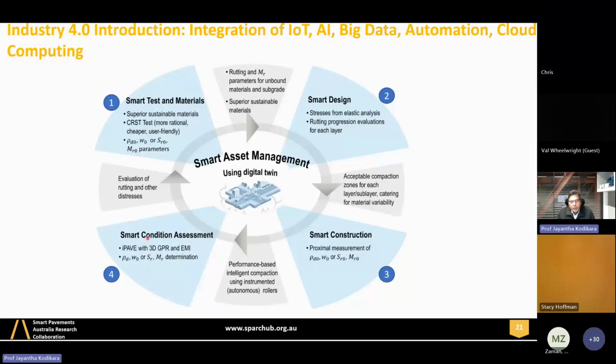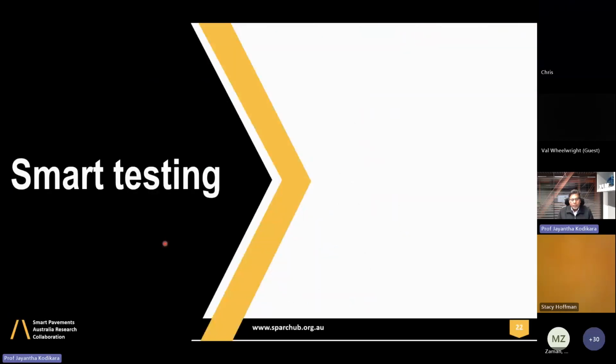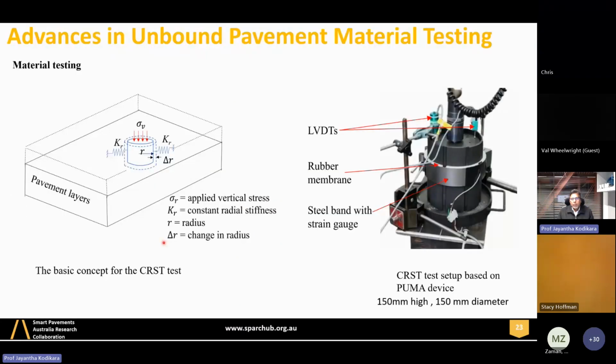And then if the condition assessment can follow the same way, then we have a circular path where we can improve the performance and optimize the design for uncertainties involved in road construction and performance. So let me start with the testing, what method we used. So we developed this so-called constant radial stiffness triaxial test, CRST, constant radial stiffness triaxial test.